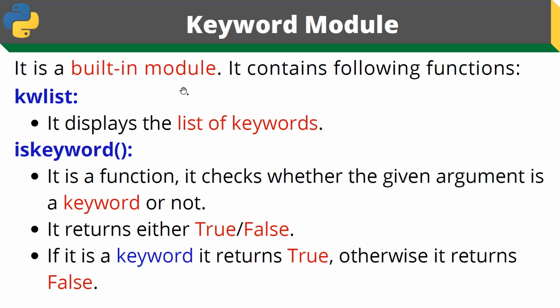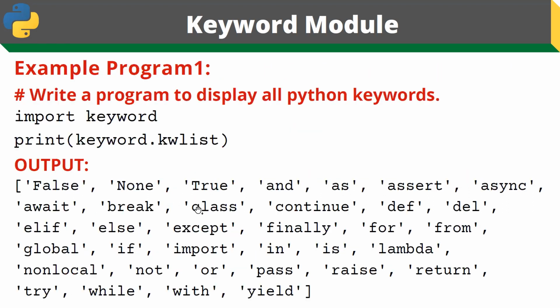Next we will see another built-in module, the keyword module. It is also a built-in module. What does it contain? The function kwlist displays the list of keywords. And if you want to verify whether an entered word is a keyword or not, you can use the iskeyword method. It is a function that checks whether the given argument is a keyword or not. It returns either true or false: true if the entered argument is a keyword, otherwise false.